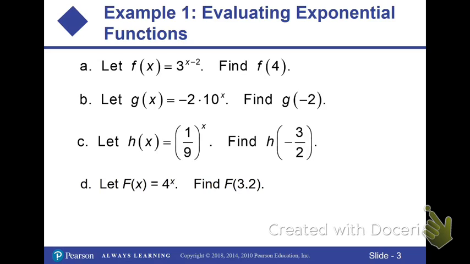So let's evaluate these functions here on example 1. We start out, it says let f of x equals 3 raised to the x minus 2, and it wants us to find f of 4. So we're looking for f of 4. We're just going to plug in 4 for our x. So 3 to the 4 minus 2. 4 minus 2 is 2, and 3 squared is 9.